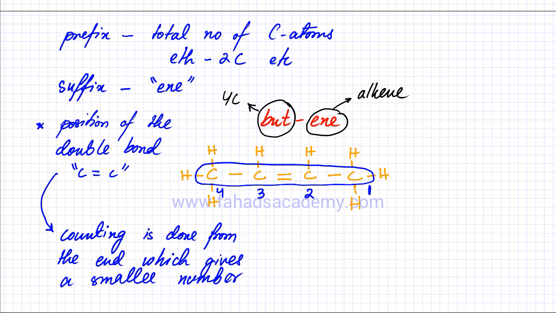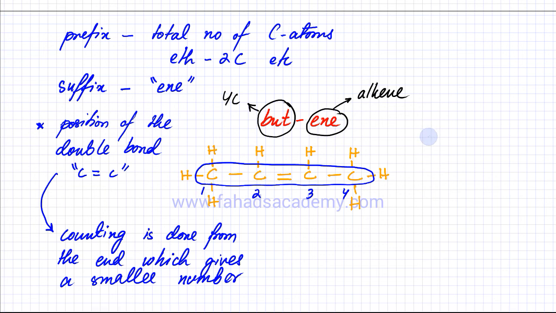Vice versa, let me clear this. If I count from the other end, then this would be carbon number 1, this would be carbon number 2, this would be carbon number 3, and this would be carbon number 4. So if I'm counting from the left hand side, these are the numbers that I'll get. So from either end, in this particular case, the double bond is located on carbon number 2, which is the smallest number.